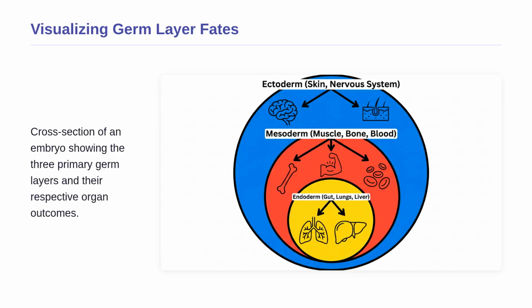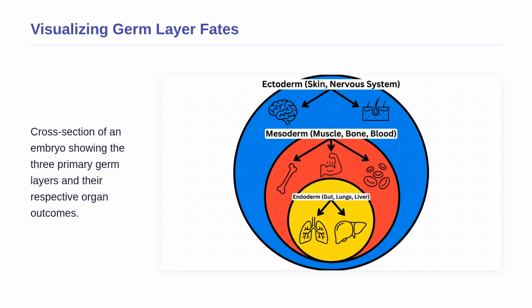To visually reinforce what we have just learned and calculated, let us look at this cross-sectional diagram of a developing embryo. In the center, you see three distinct concentric rings representing the primary germ layers. The outermost blue ring is the ectoderm. Follow the arrows, and you see it gives rise to the brain and skin.